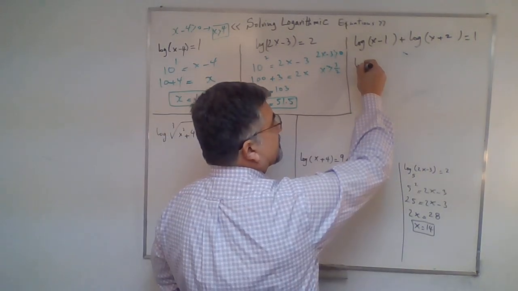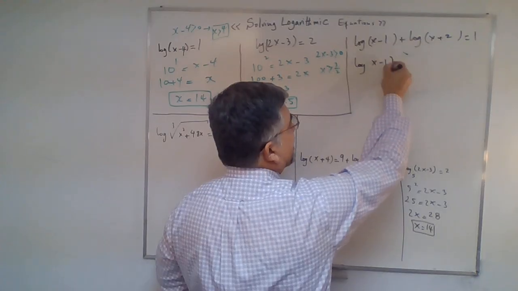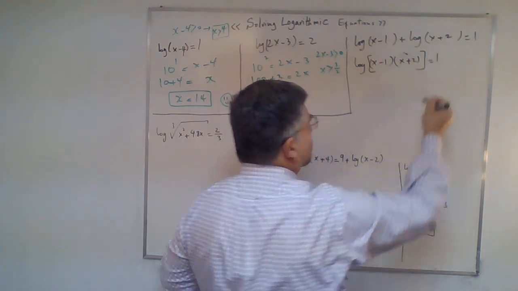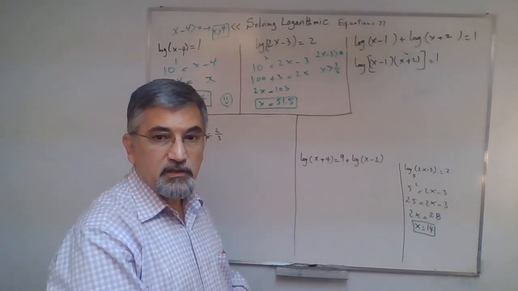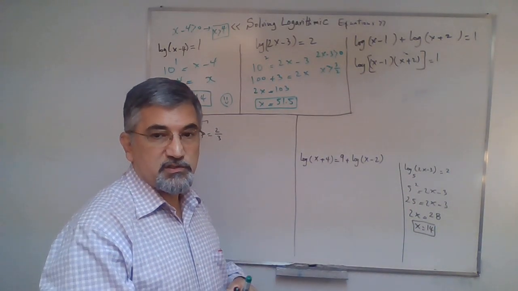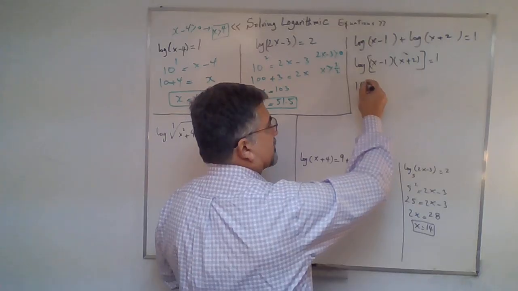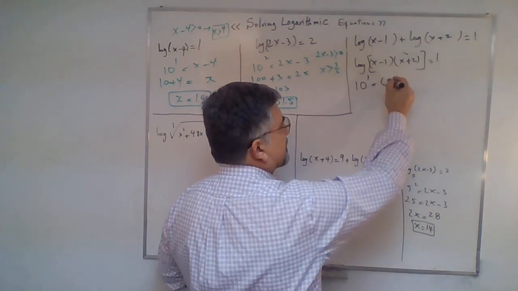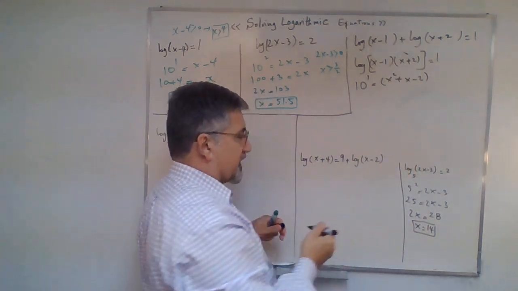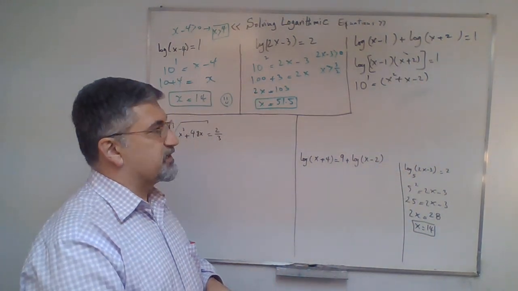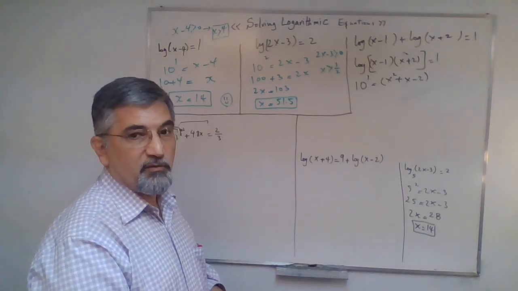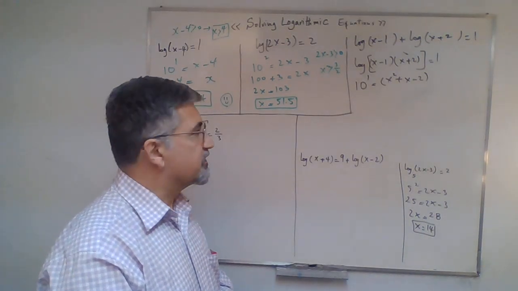So I can write the left side as log of x minus 1 times x plus 2, and that is equal to 1. So log of something to the base 10 is equal to 1. So using the definition of logarithm, we're going to say 10 to the exponent of 1 equals that product, which is actually x squared plus x minus 2. If you expand it, if you multiply the two binomials and collect like terms, that's what you're going to end up with on the right-hand side.